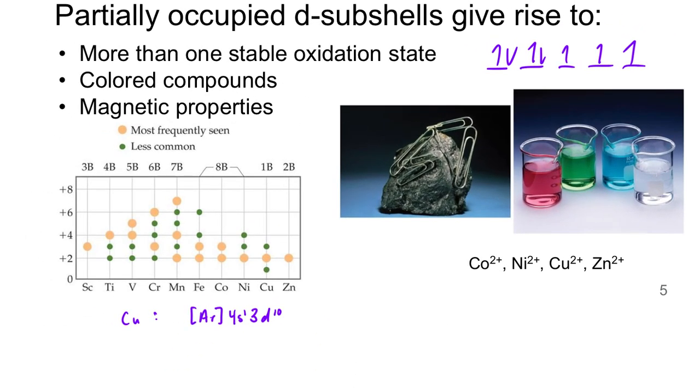And so we mentioned, these electron configurations are going to give rise to different physical properties, including magnetic properties. We'll talk a little bit about that. And then they give rise to colored compounds, which is actually pretty fun to think about and to play around with in the lab.